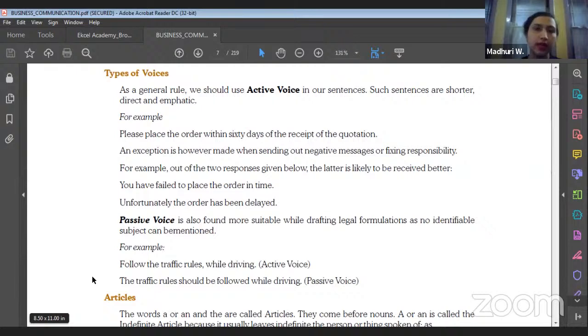Okay, for example, active voice, I made a cake this evening. Okay, I baked a cake this evening. But a passive voice would say a cake was baked by me. Right, so generally active voice sentences are much shorter, direct. And passive voice sentences are generally used while drafting legal formulations when the subject cannot be identified generally. Okay, so be careful of the kind of voice you use in English.